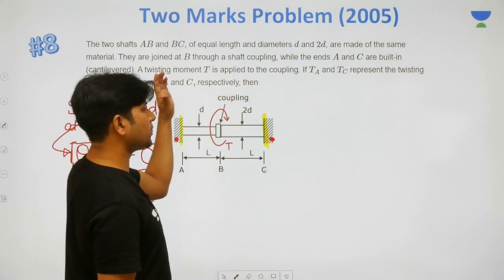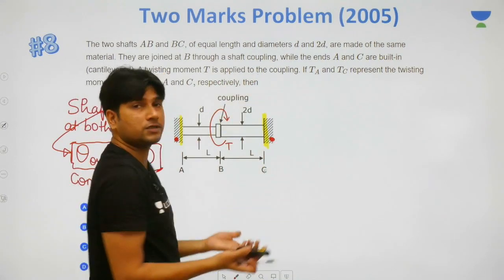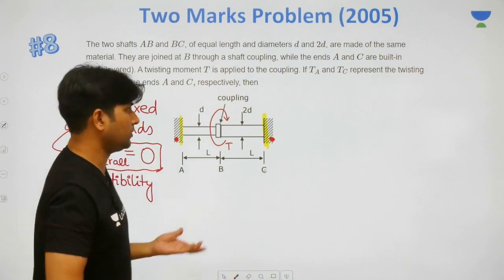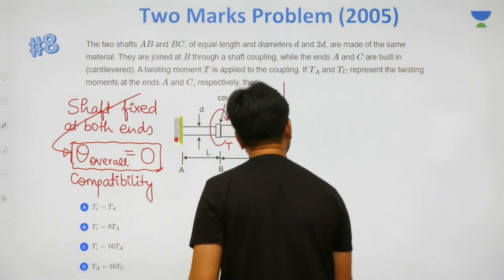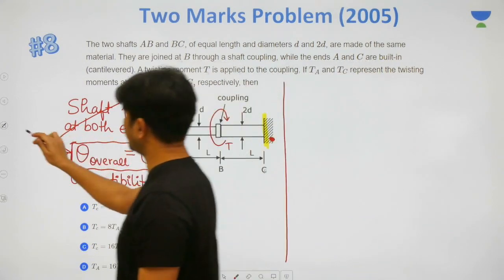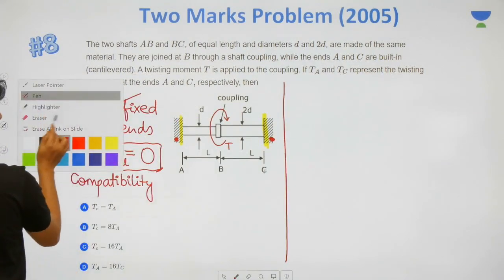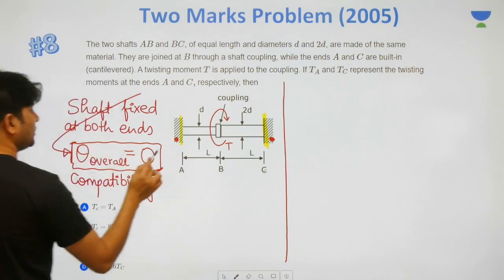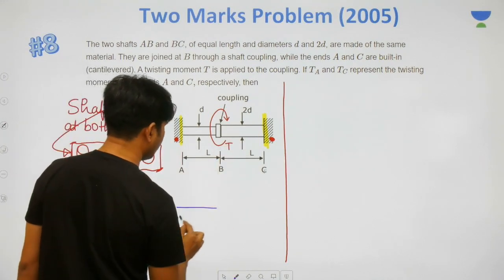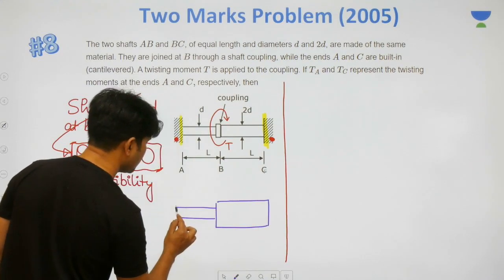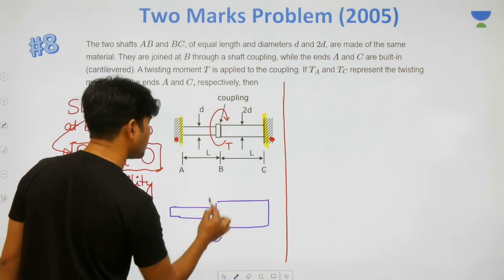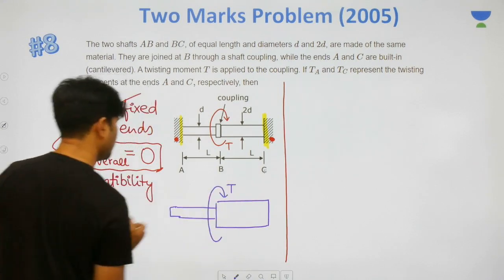With respect to a fixed body, another fixed body is not going to displace in any way. So guys, you just remember this thing. And remembering this thing, let us try solving this particular problem. We have a shaft made in two segments, and at the junction, we are applying a twisting moment T.